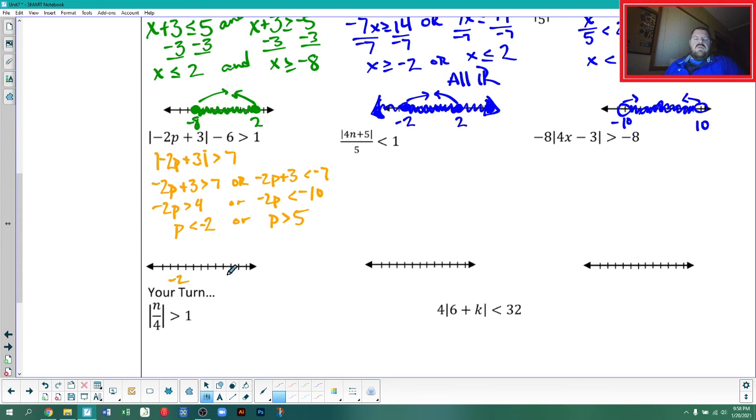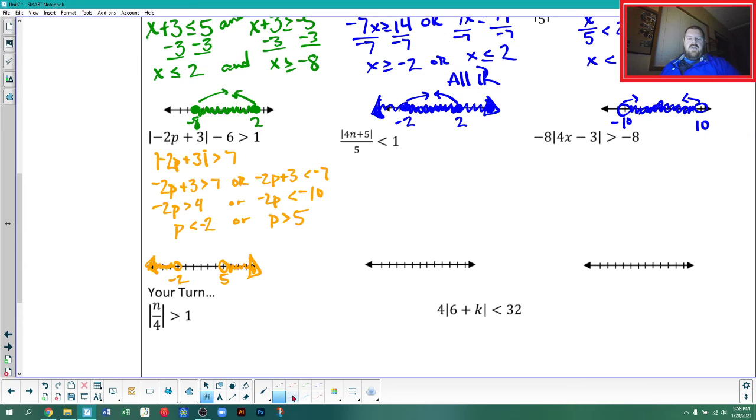Throw negative 2 somewhere, 5 somewhere else. They are not equal to's, so they're going to be open circles. Less than negative 2 is over here. Greater than 5 is over here. And there we go. Shading where they're either true. Either one of them are true.